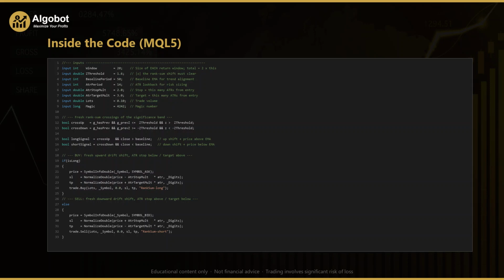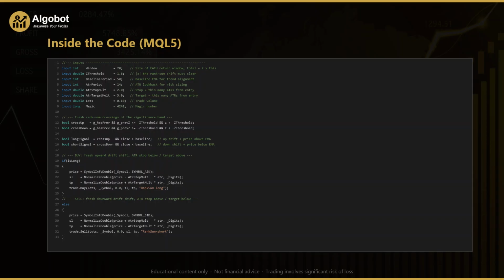Now look at the two order blocks. On the buy side, the entry price is read from the ask. The stop loss is placed AtrStopMult times the ATR below that price. The take profit is AtrTargetMult times the ATR above it, and the position opens with trade.buy.